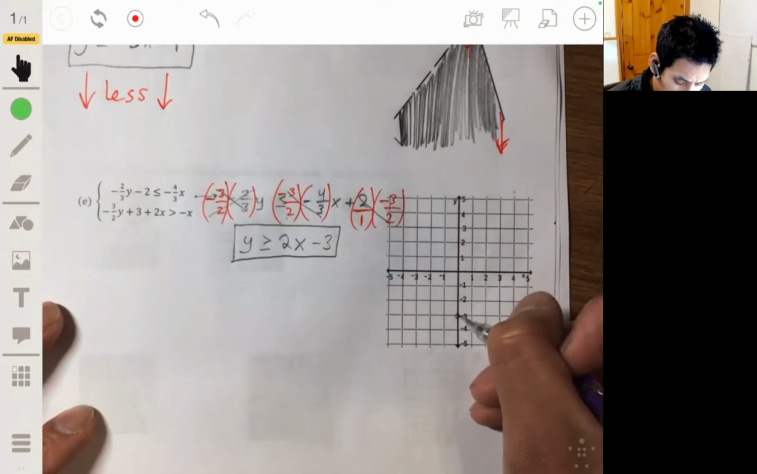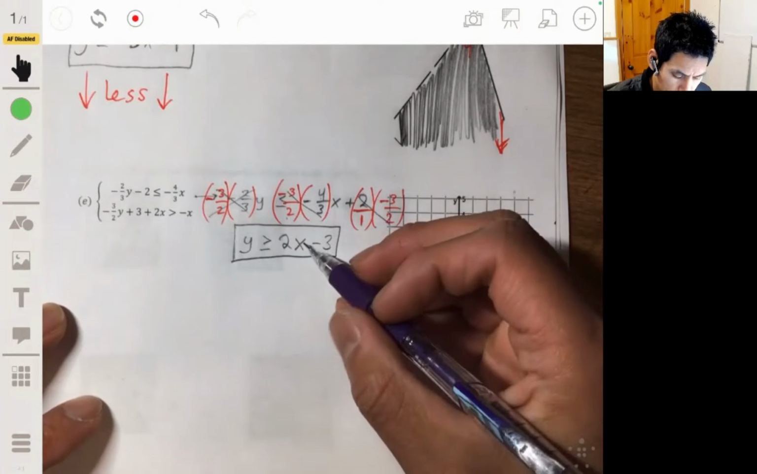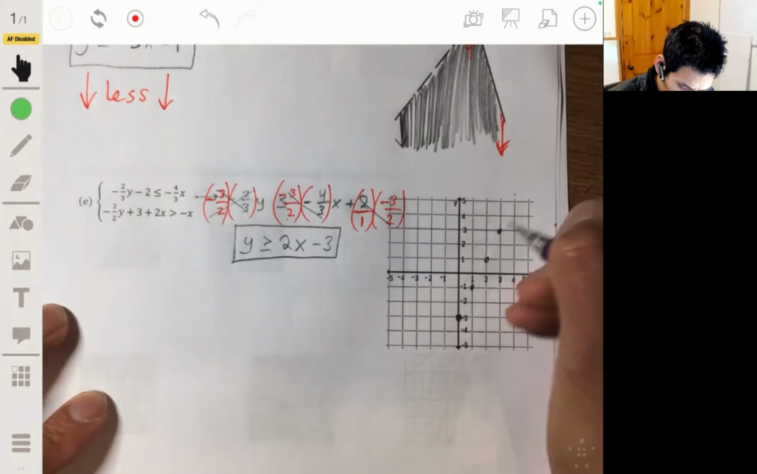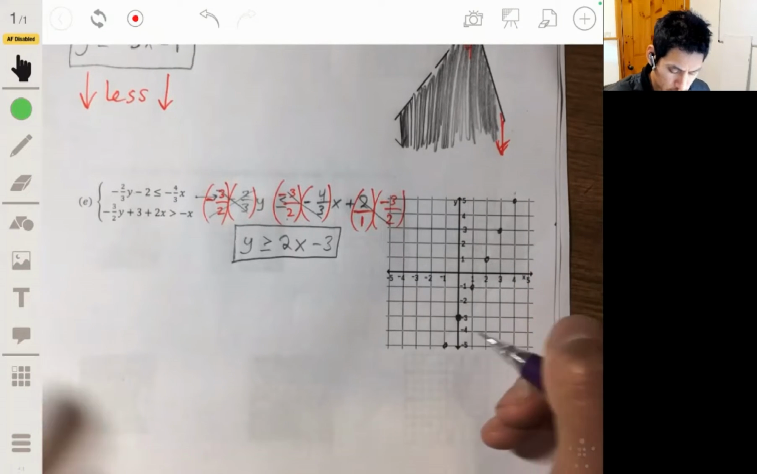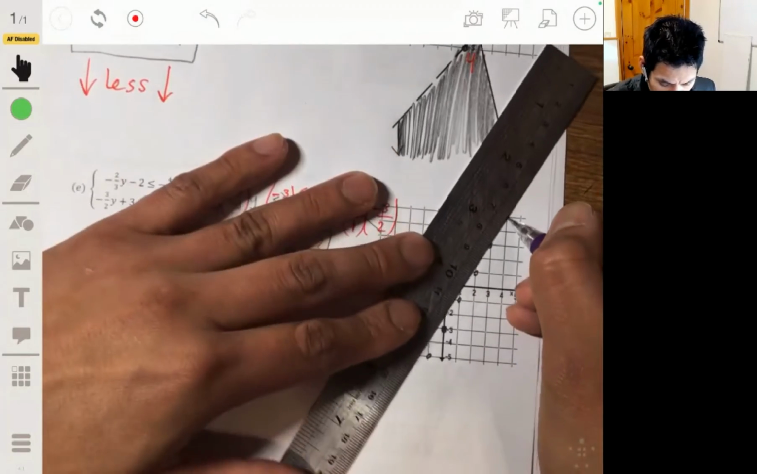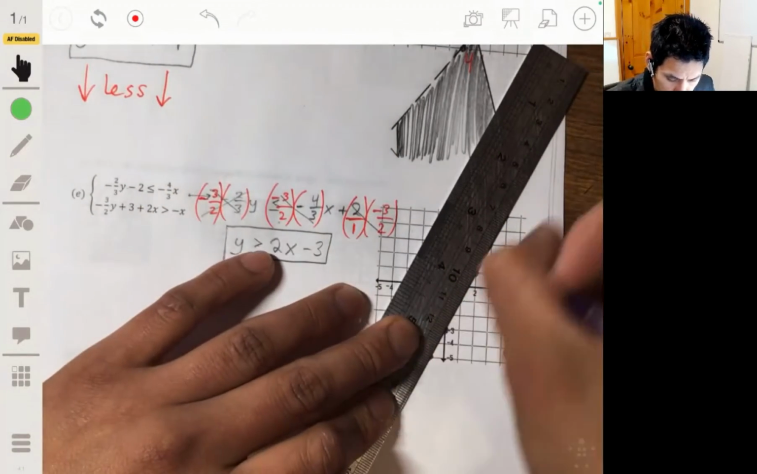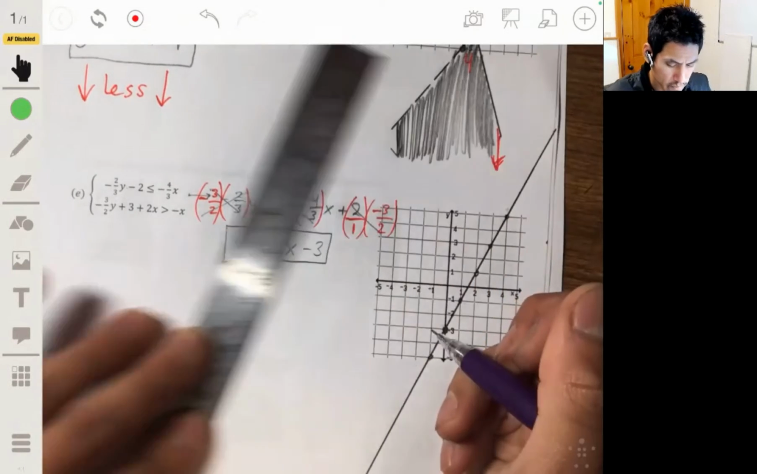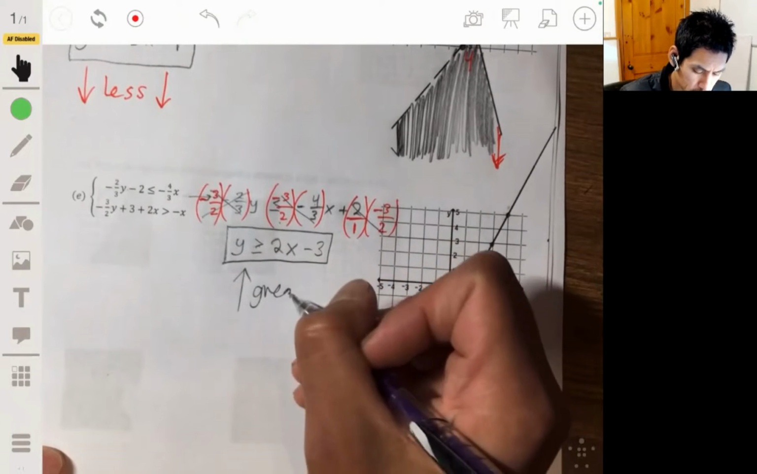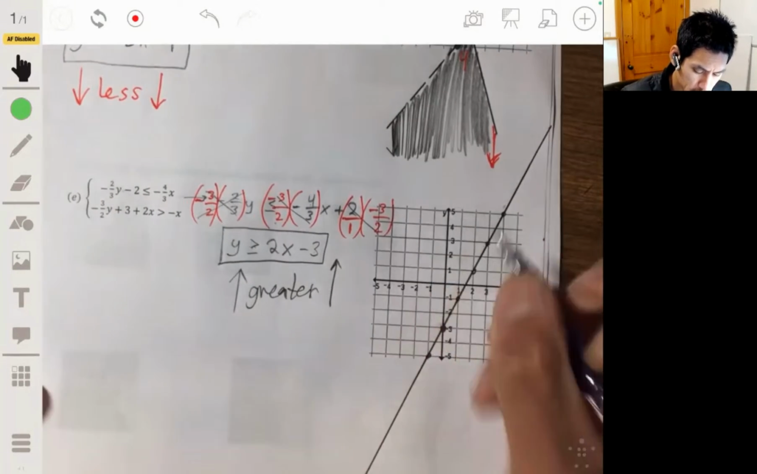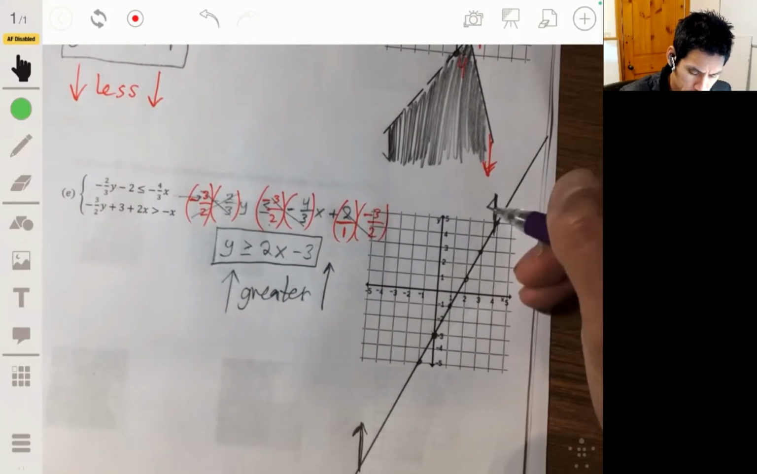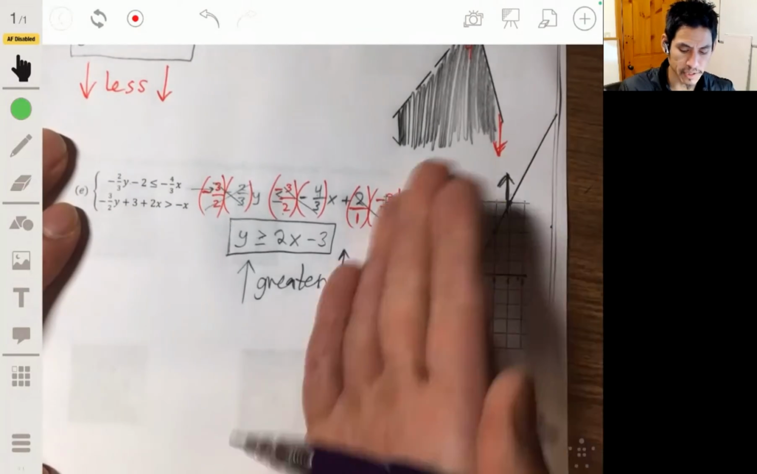Go to minus 3 on the y-axis. Slope is 2. We're going to have a solid line because it says greater than or equal to. Greater than or equal to, so above this. Arrows up. We know it's going to be something up here.